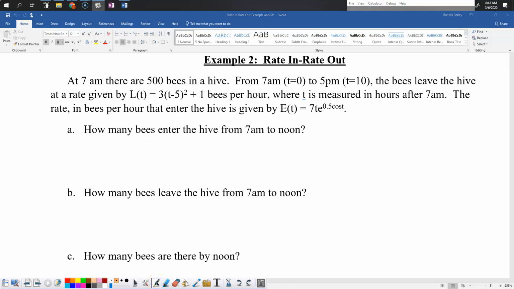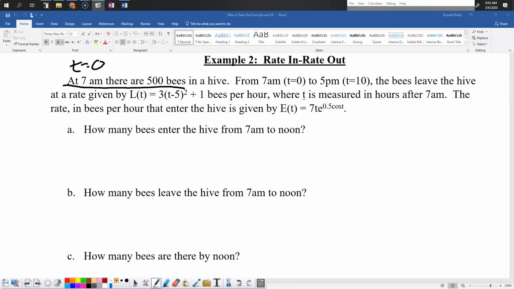We have at 7 a.m. there are 500 bees in the hive. Now don't read the rest of the sentence. Don't stop. Don't read it. At 7 a.m. there are 500 bees in the hive. 7 has to be what? Yeah, that's your starting time.